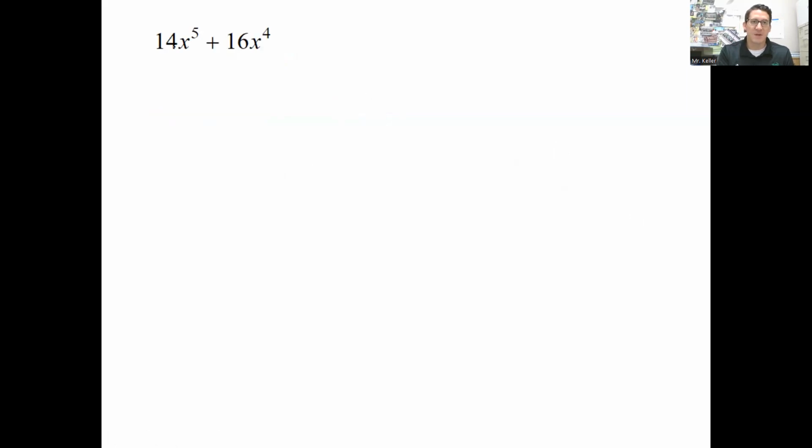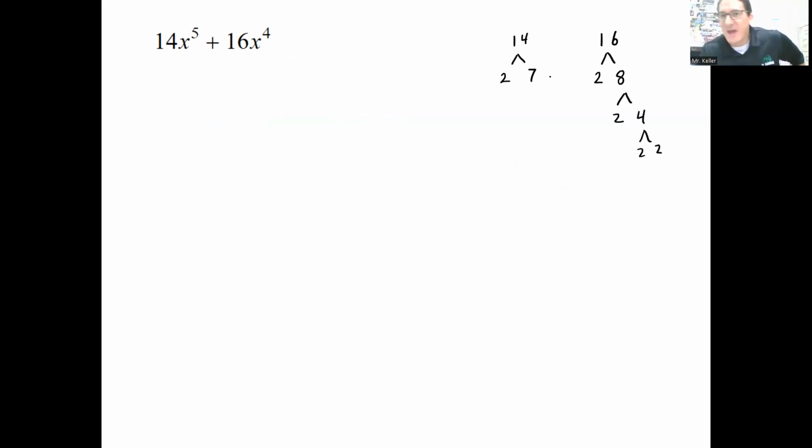So first, I'm going to do a factor tree on the 14. 14 splits into 2 and 7. 16, a lot in the 16. So 16 would be 2 times 8. And then 8 is 2 times 4. And then 4 is 2 times 2. As you get good at this, you'll recognize what they have in common.